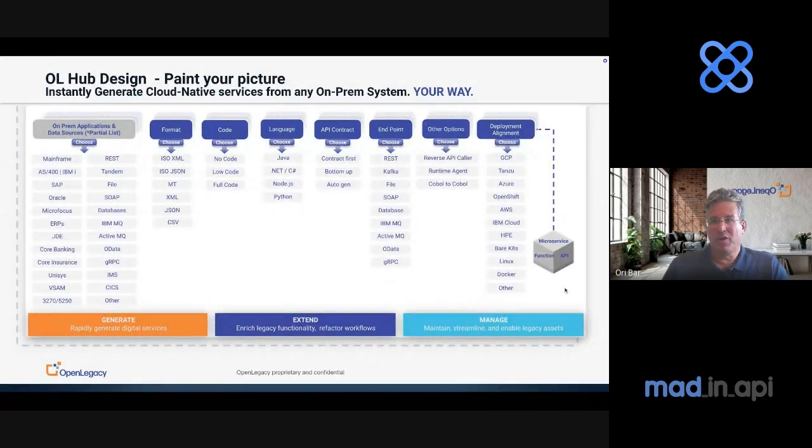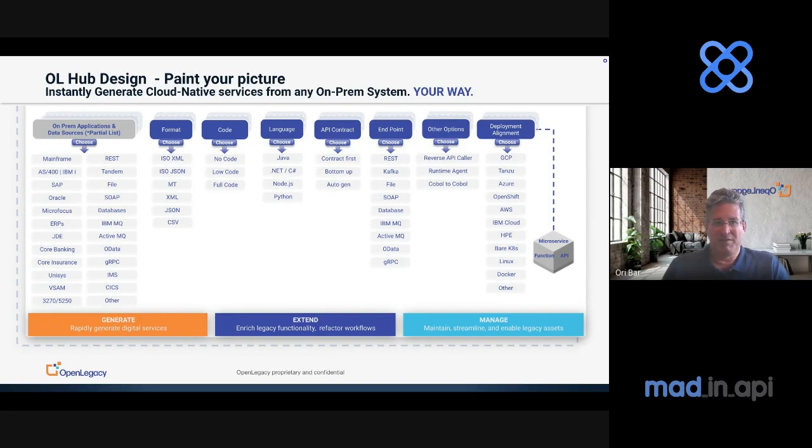This one is what we call paint your picture, giving some ideas about what we're able to do. It's a partial list. But if we look on the left-hand side, you can see it's all kind of mainframes and IBM i and all the SAP and Oracle and Micro Focus and different ERPs. J.D. Edwards on S400 is named specifically because it's particularly tricky. We have all kinds of core banking systems, core insurance, Unisys, VSAM. We can work with screens, green screens, and so on and so forth.